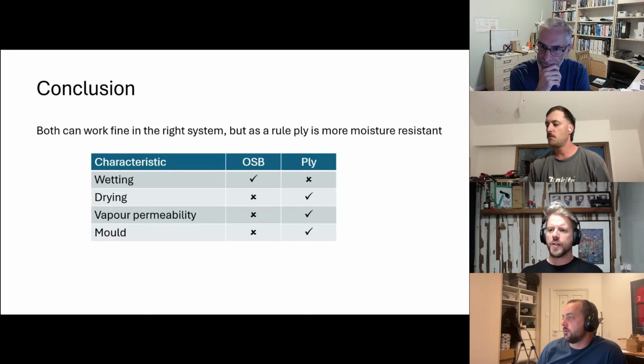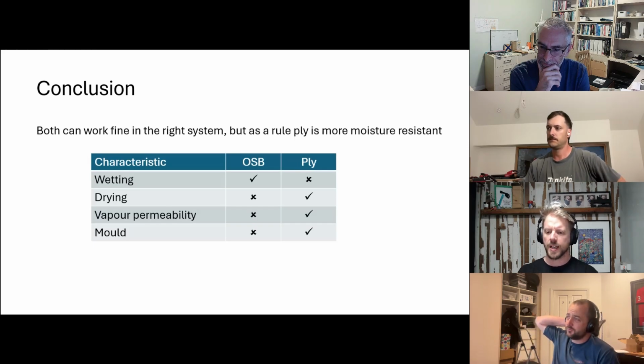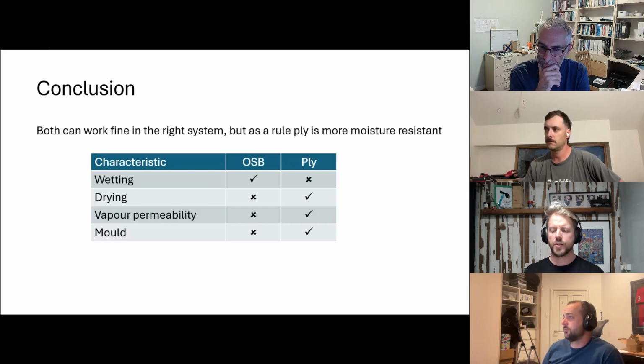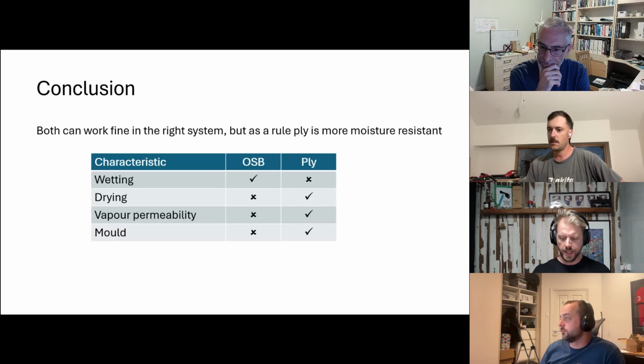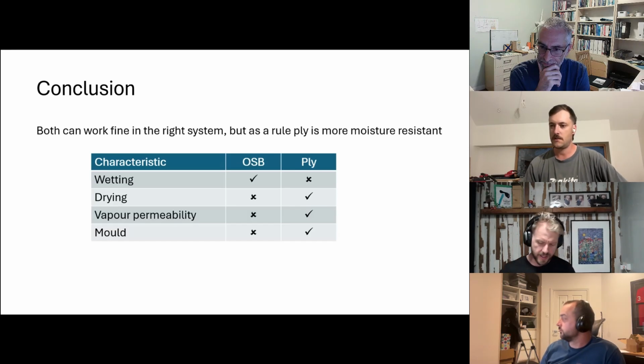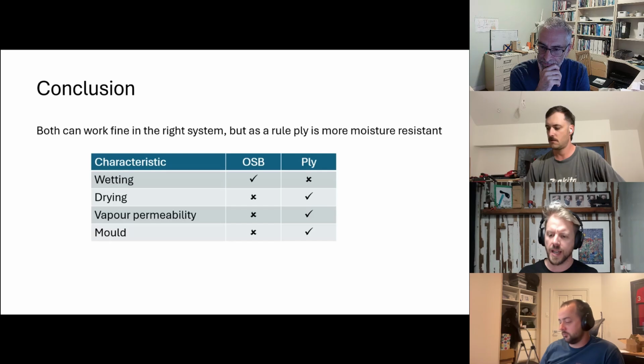Hey, Mould, just for those who don't understand what back diffusion is, could you just explain what that means and when it might happen, and what you might experience to have that back diffusion?